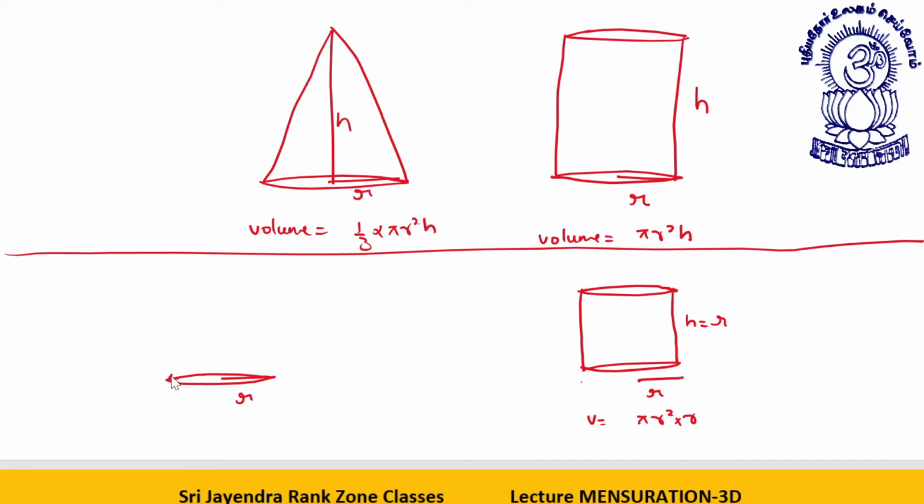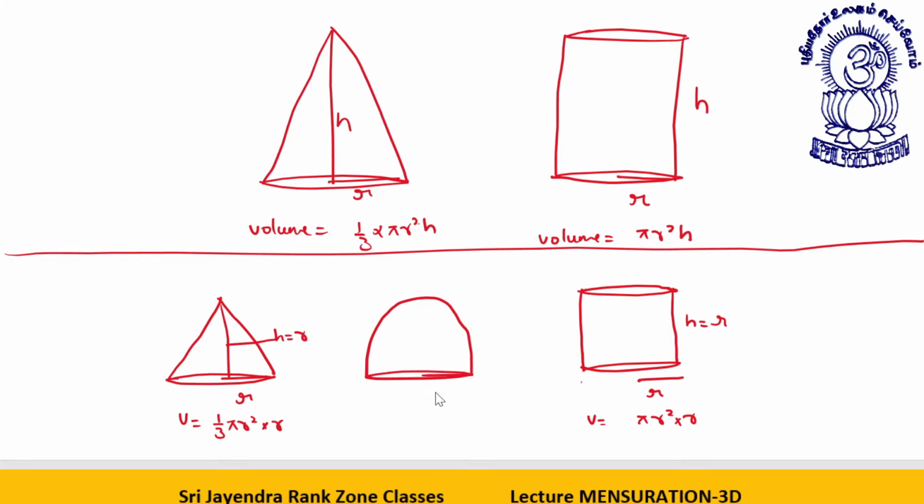This is r. This time the height is also r. What will be the volume? Volume will be 1 by 3 pi r square into r. If I take a hemisphere, this is the radius r. Volume will be what? 2 by 3 pi r square into r. So I can say the cylinder is 3 by 3 into pi r square into r.